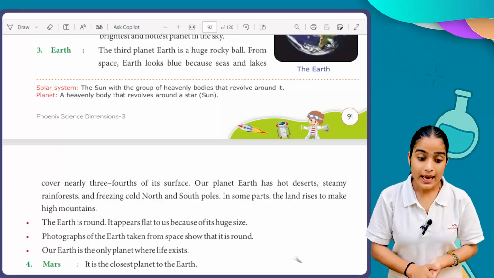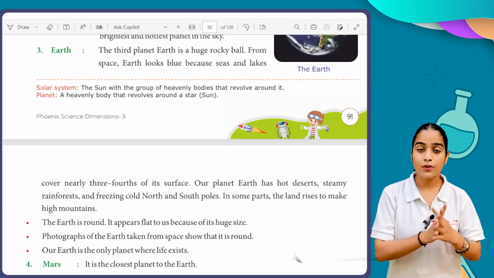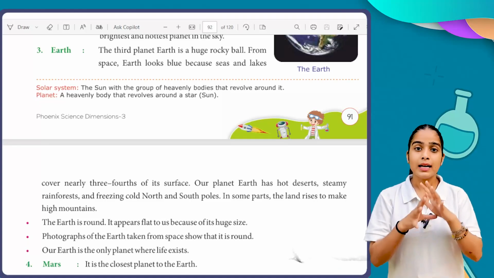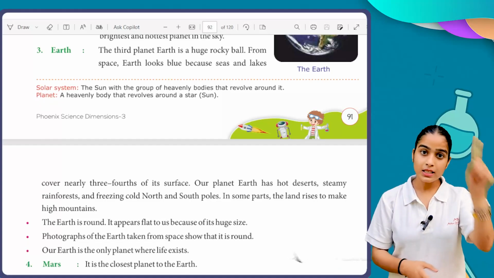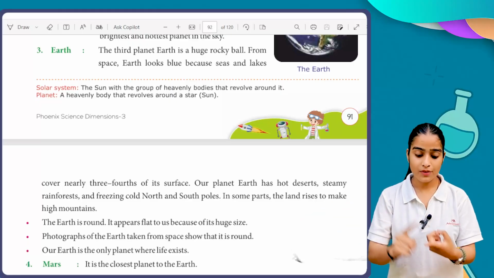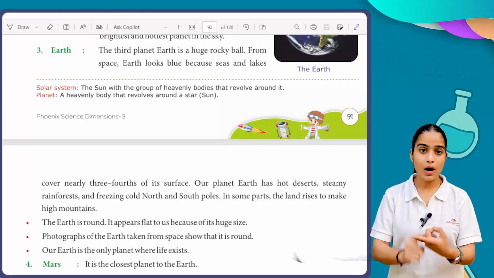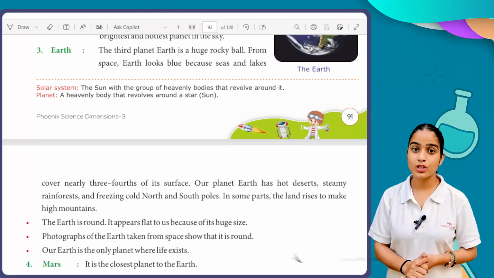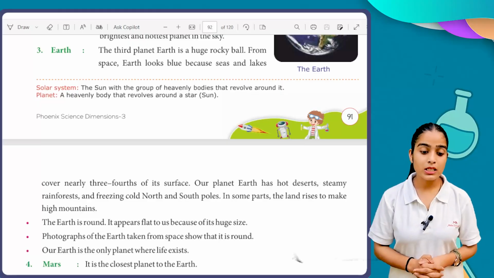Okay, next, when we see the photographs of the Earth taken with the help of astronomers, what we understand here is that Earth is spherical in shape and it is round, not flat. Now we have a lot of things. We have rainforests, deserts, mountains, a lot of things. Okay, now we move forward to the 4th planet, which is Mars. It is the closest planet to the Earth.